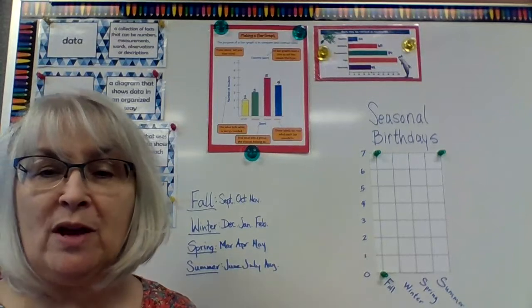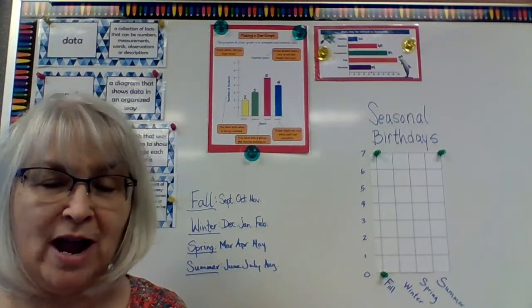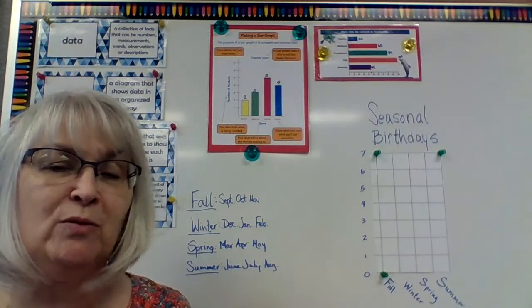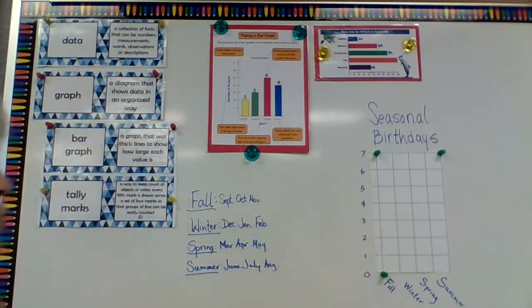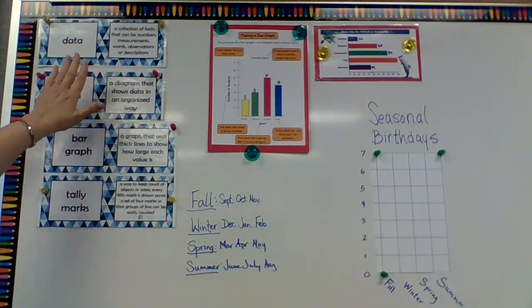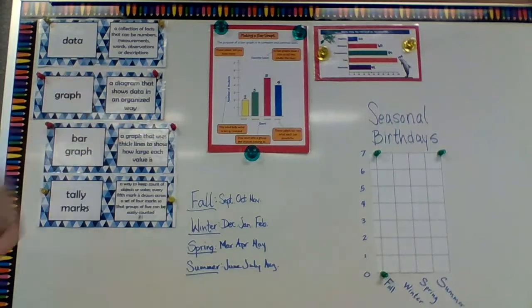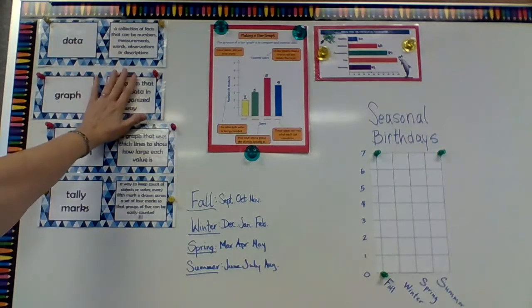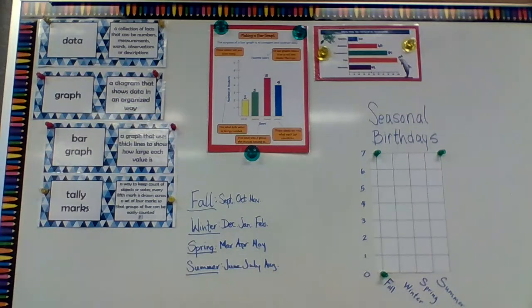We're going to be talking about data and graphs and how those go together and what those mean. So first we're going to start with some vocabulary. All right, let's start with data. Data is a collection of facts that can be numbers, measurements, words, observations, or descriptions. If you want to think of a synonym for data, think of information. Data is information, and for us in math, that shows up as numbers.